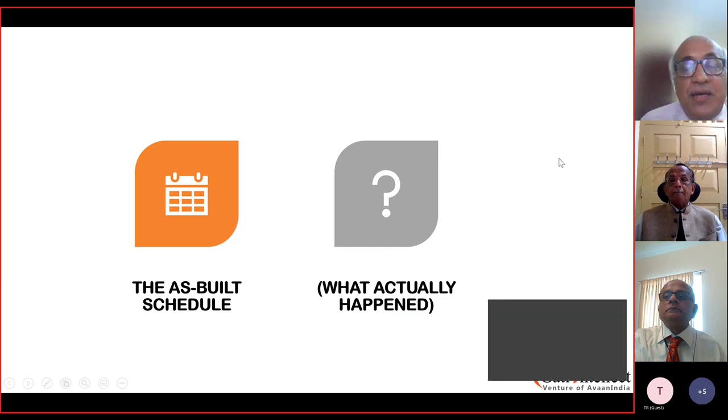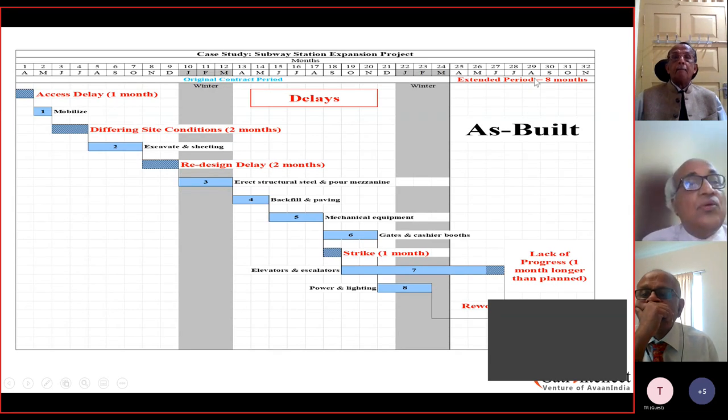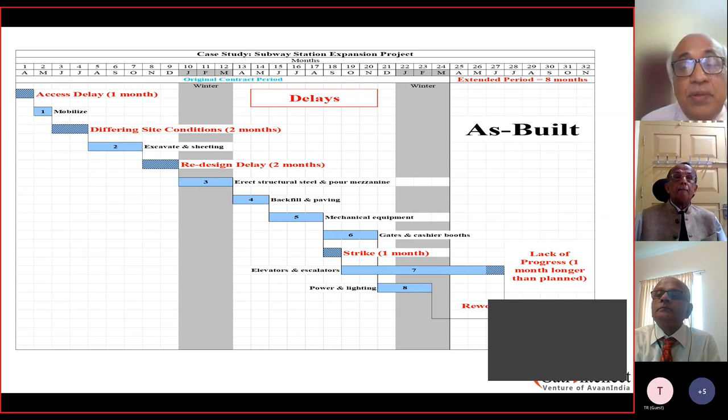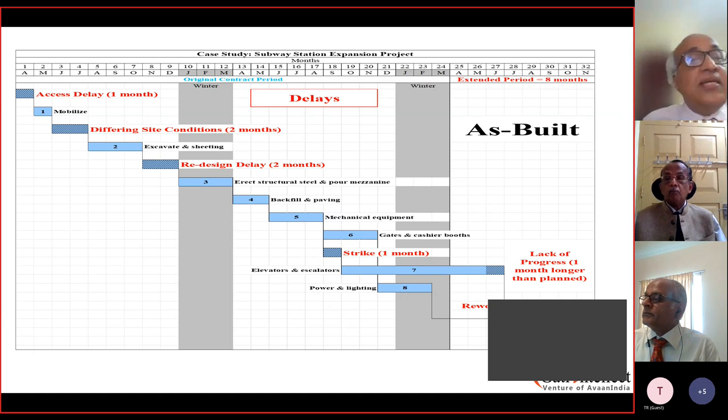So right, this is the plan. What actually happened? Right. So what actually happened was the first activity got delayed by 1 month. The access was delayed. By the time they could enter the site and mobilize their resources and equipment, they could not enter the site for 1 month. So they could actually enter the site only in May, and then they were able to complete it by May end.